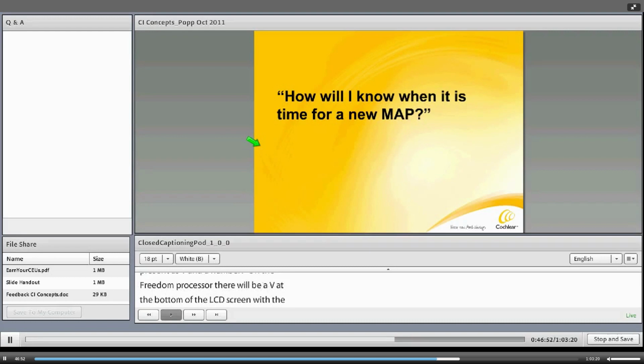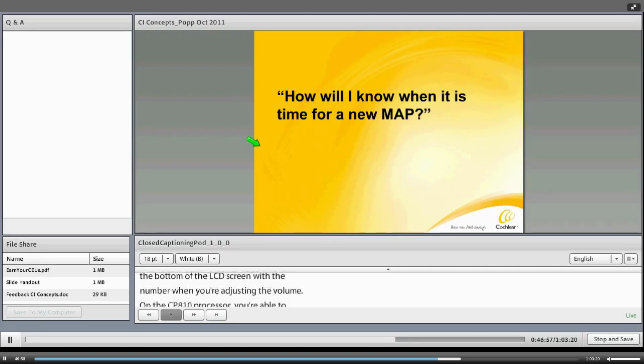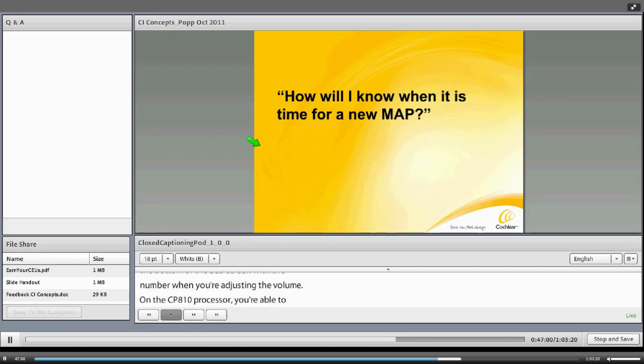And another question is, does the volume present as V and a number? On the Freedom processor, there will be a V at the bottom of the LCD screen with the number when you're adjusting the volume. On the CP810 processor, you're able to see the volume on the remote assistant. There is no display on the processor itself.